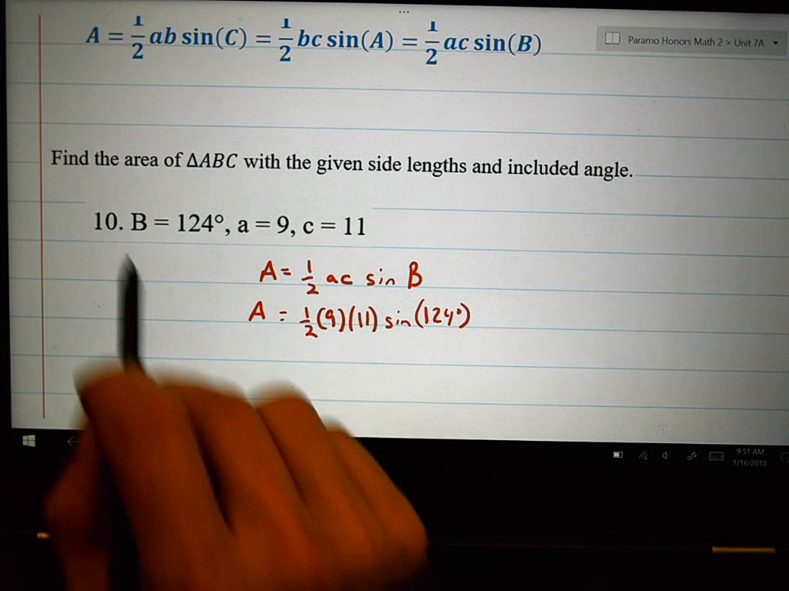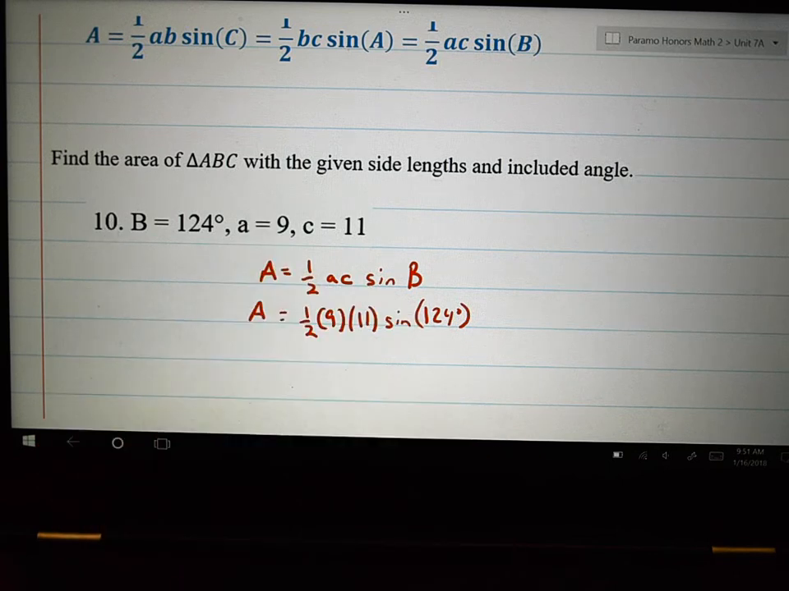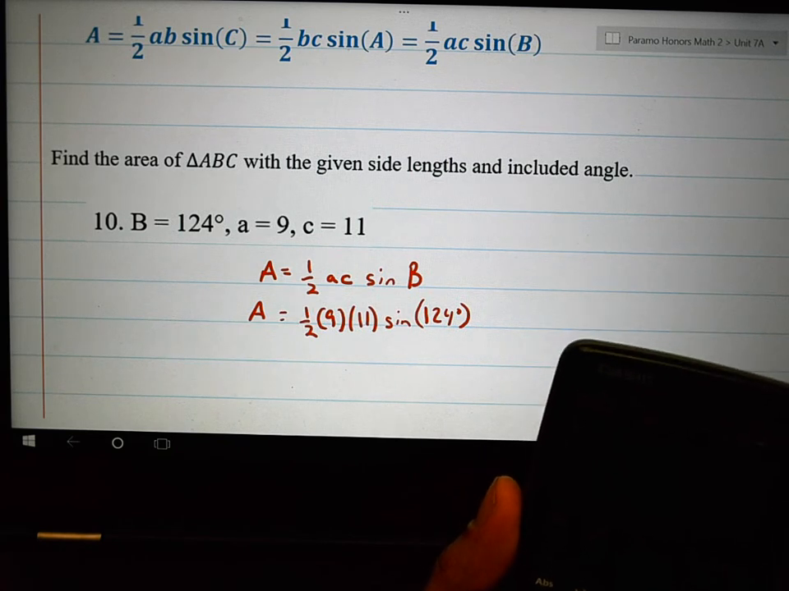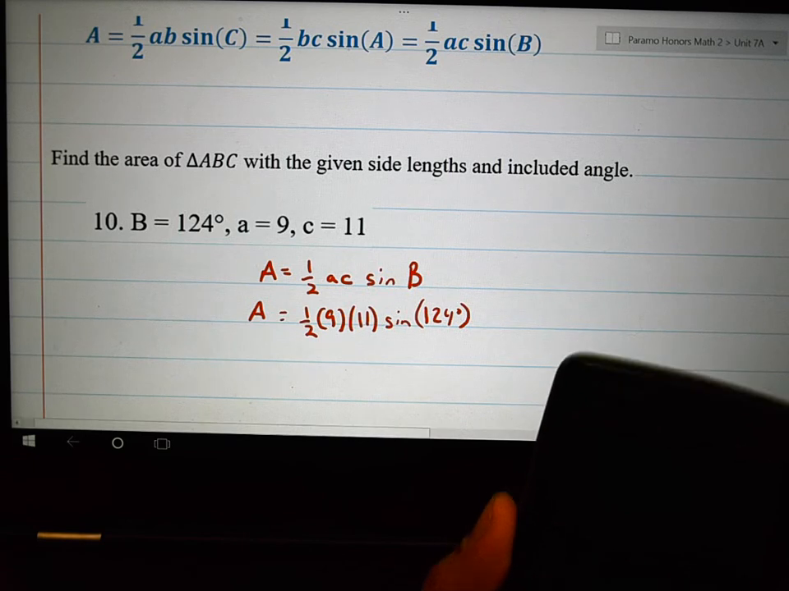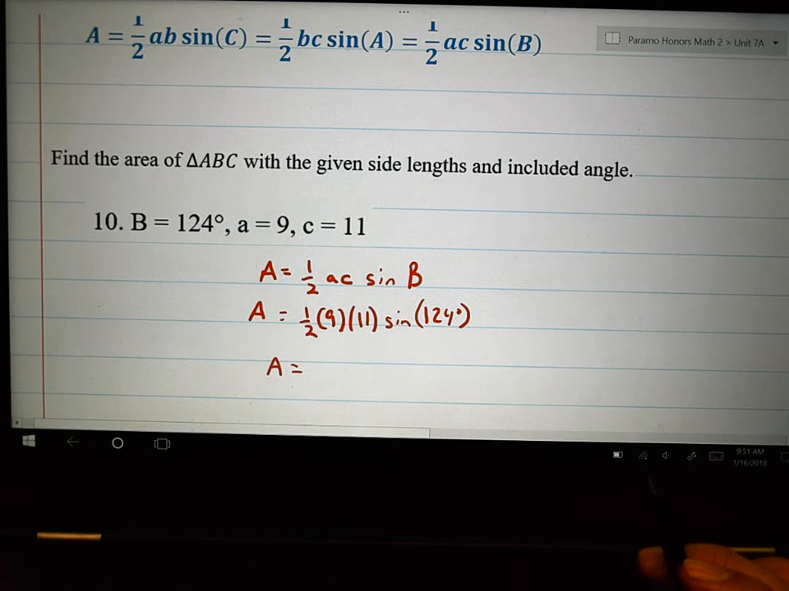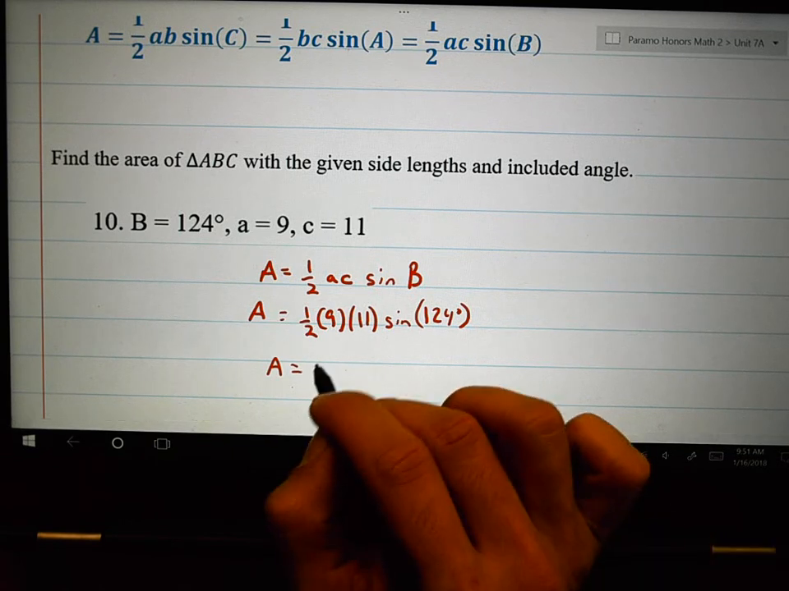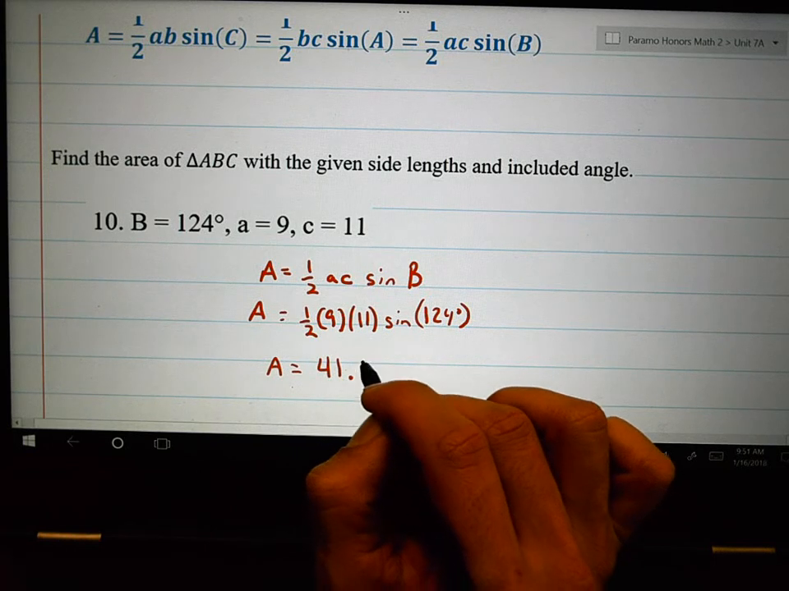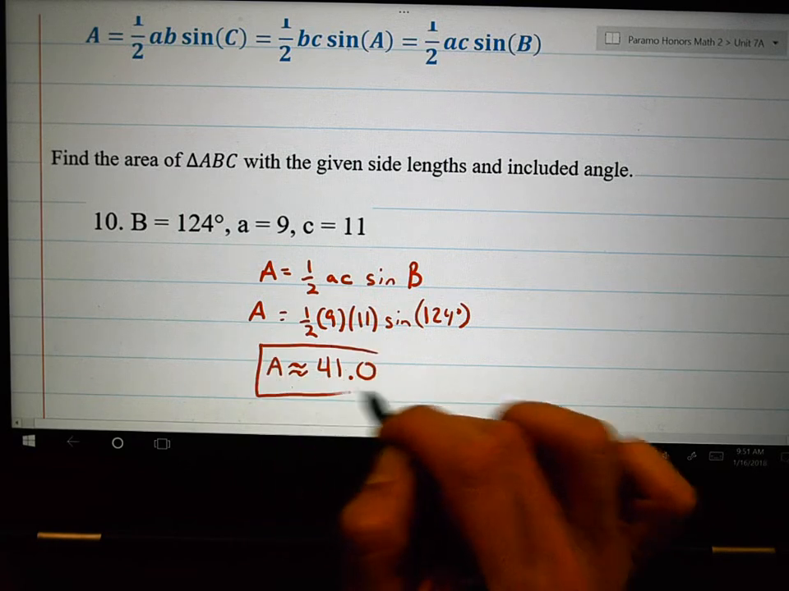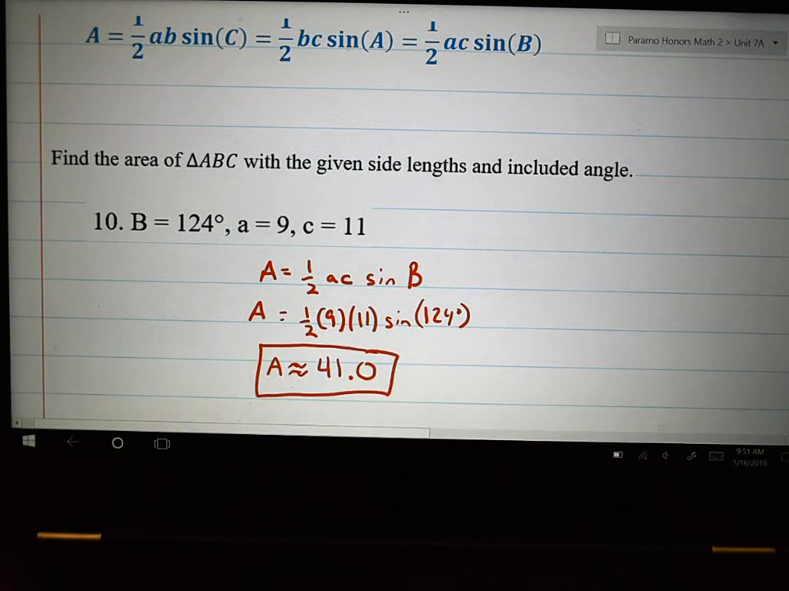Is big B between those two sides? Yes, it is. So I'll take my calculator and I'm going to type this: 0.5 times 9 times 11 times the sine of 124 degrees. Does it say? It doesn't say, so let's go to the nearest tenth. 41.0. Any questions?